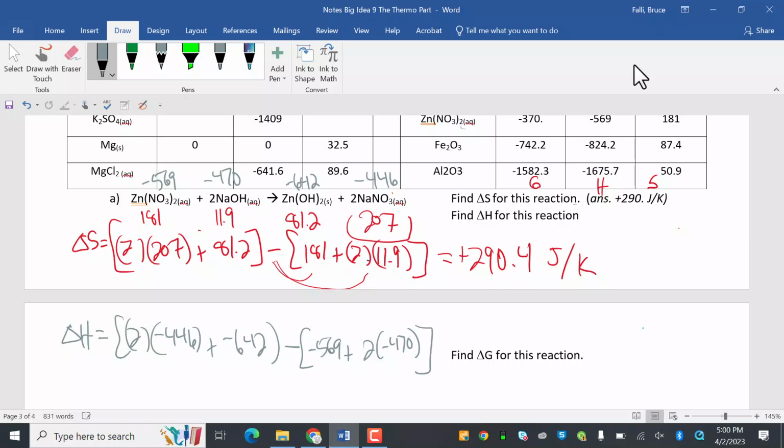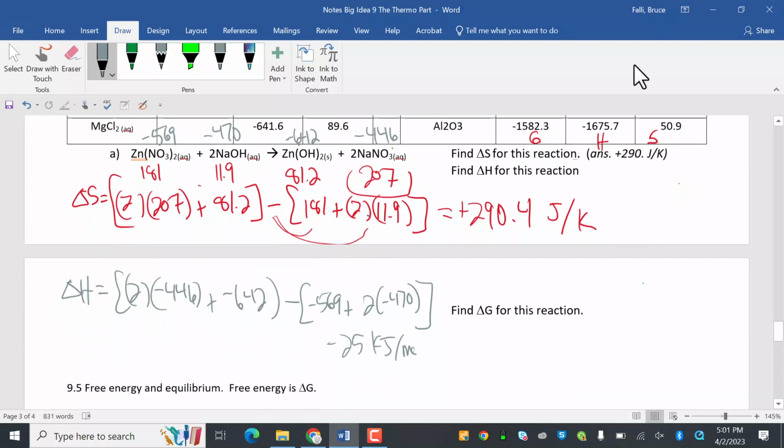I need to give myself an answer for that one. So I have 2 times negative 446 minus 642, enter, negative 1534, plus 569, plus quantity 2 times 470, close quantity, and I get negative 25 kilojoules per mole. Just to make sure: negative 800, negative 1400, negative 8. That's pretty close to 0.